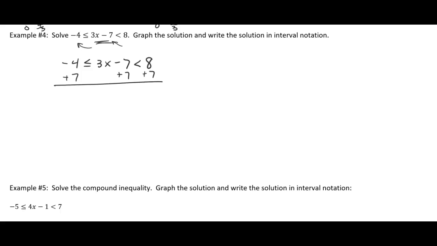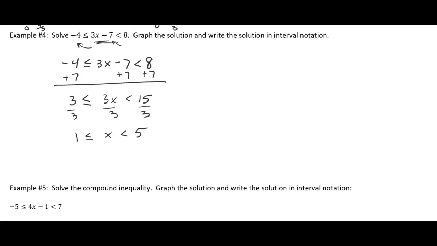So now I get the statement 3 is less than 3x is less than 15, and this is a double inequality. It's a compound inequality. It's just in a compact form. Now you could write 2 statements separately, but I think it's easier just to do them all at once. It's the same steps. So we're going to divide everything by 3. 1 is less than or equal to x is less than 5.